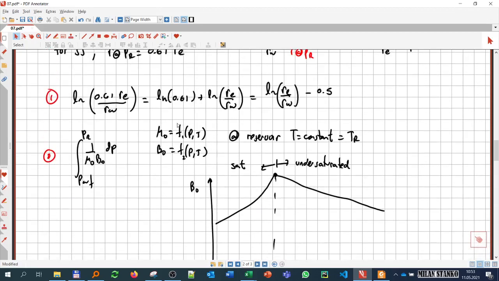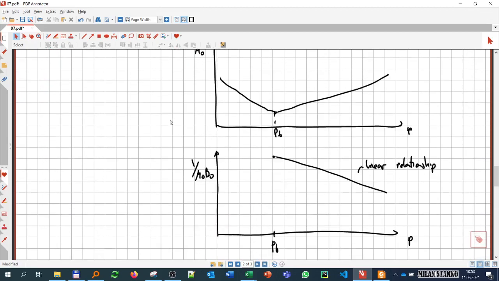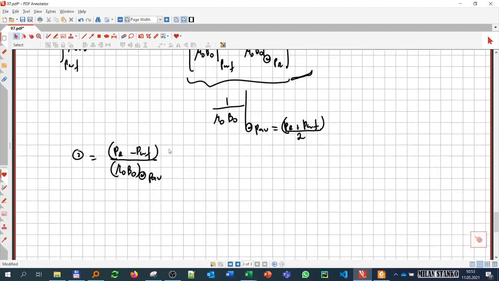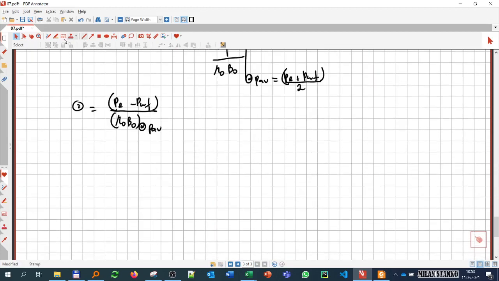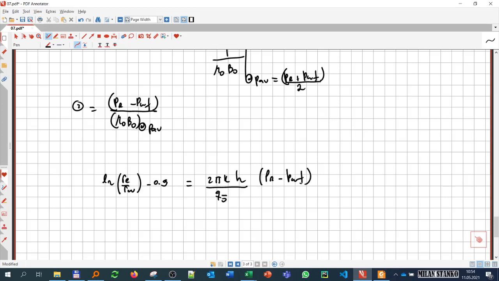Then I can go back to the full expression, the IPR expression, and I find that the left side, ln of re over rw minus 0.5, is equal to 2 pi kh divided by QO, times PR minus PWF divided by mu BO at P average.